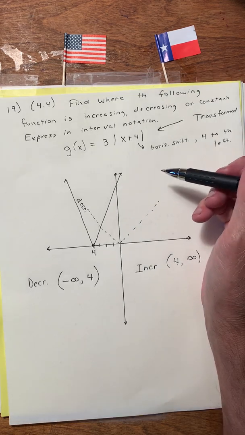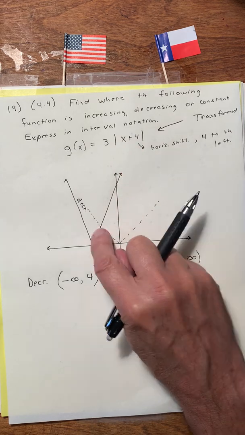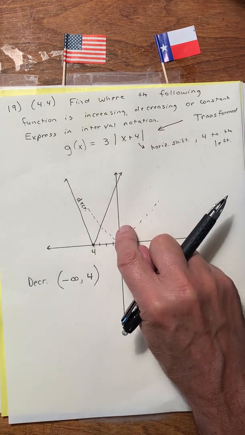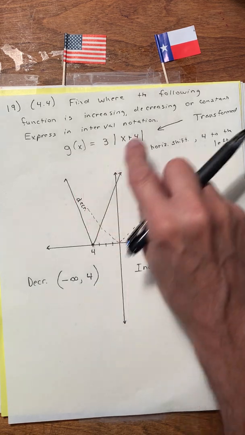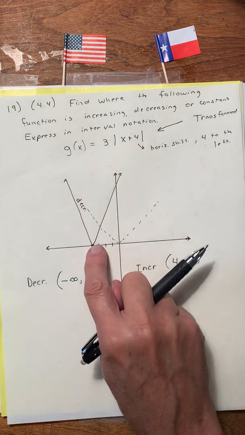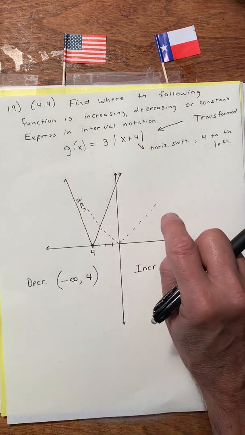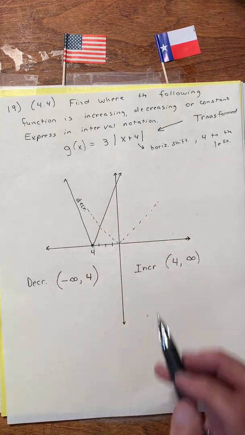So this took a couple of insights. First of all, it said, what's the shape in general? All right, it's an upward turning V. And notice positive, so it's upward turning. There's a horizontal shift, 4 to the left, so I had to move the graph 4 to the left before I decided where it's decreasing and where it's increasing.